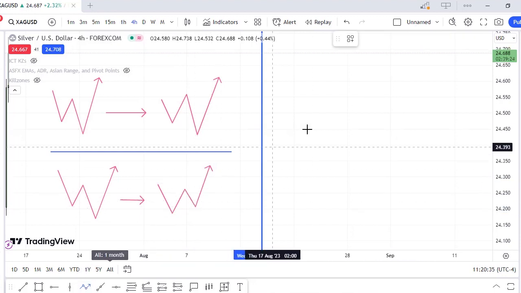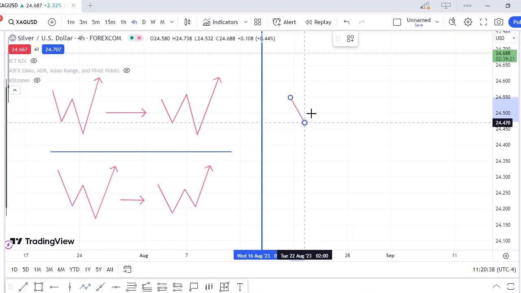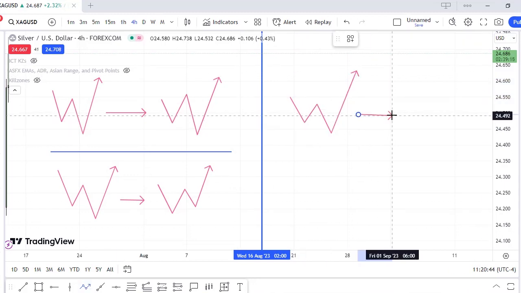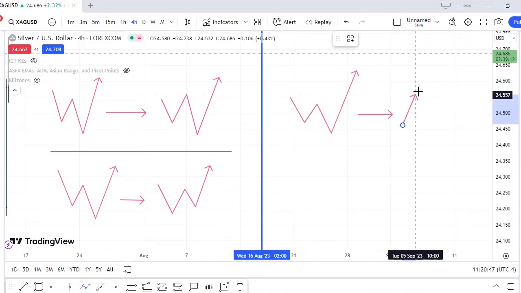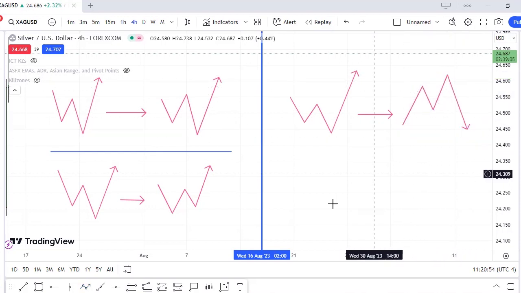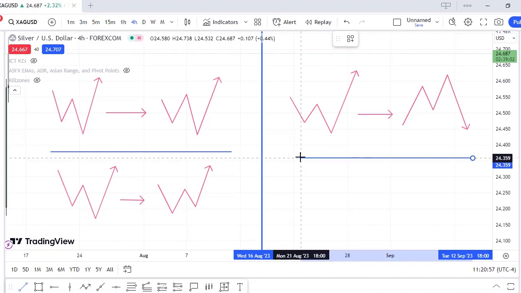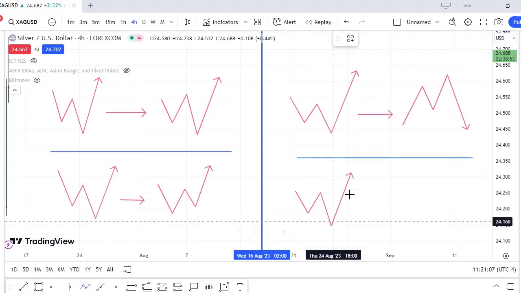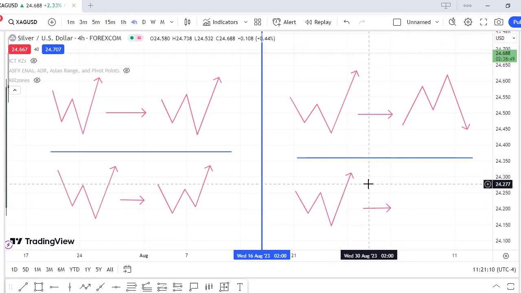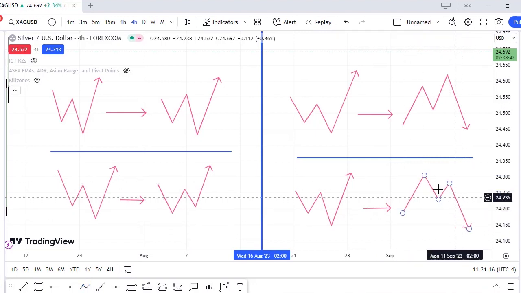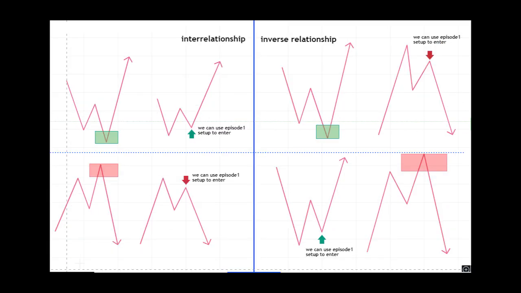What I said is also true in inverse relationships. As you can see on the right of the screen, a normal inverse relationship is when the first market makes a lower low and the second market makes a higher high. The SMT in this situation is when the first market makes a lower low but the second market fails to make a higher high. We can buy below the low in the first market or sell below the high in the second market. Here are all SMT patterns.